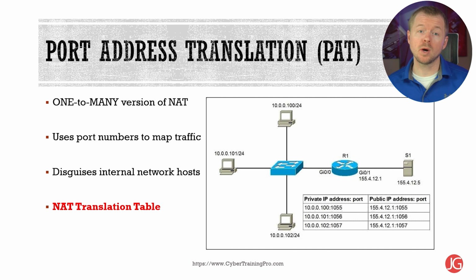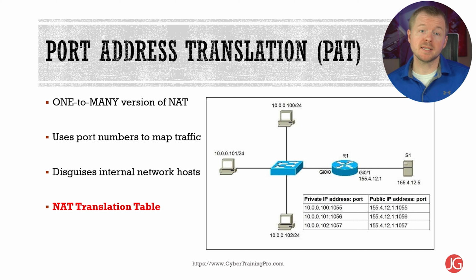PAT addresses the one-to-one limitation of regular NAT because there's 65,535 port options to use for tracking network traffic. Another benefit of PAT is that it disguises your internal network host from the dangerous internet. Remember, with NAT, the IP addresses change at the outside interface of the router. Well, with PAT, the router might actually also change the port so that when it returns, it can reverse that process and look into its NAT translation table to determine where that return traffic needs to go.